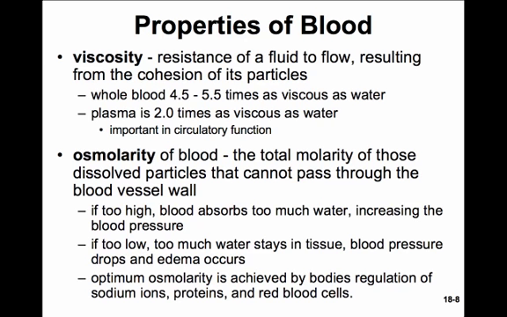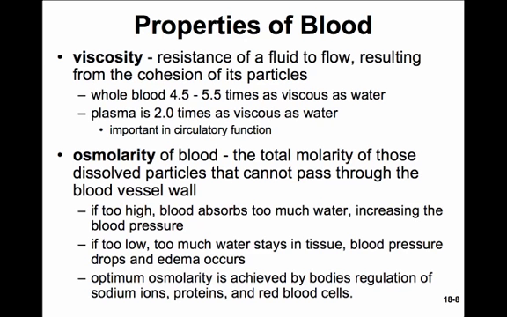So it's important to have the right amount of plasma relative to formed elements in order to have proper circulatory function. If someone has a red blood cell or protein deficiency, it would reduce the viscosity of blood and cause the blood to flow too easily, whereas an excess would cause the blood to flow much too sluggishly.